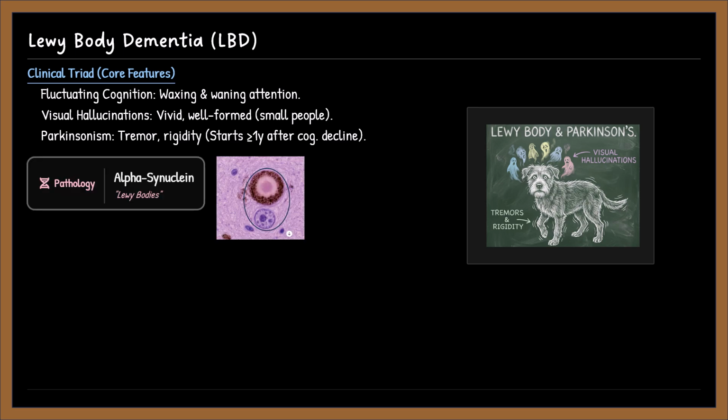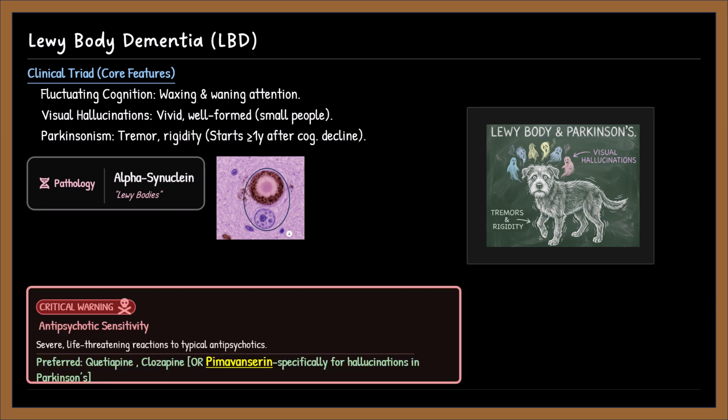You need to know what this looks like on a histology slide. Now, the vignette might describe alpha-synuclein Lewy bodies, or they might just give you a slide. So I have a picture here, but look it up on the internet so you see several pictures and can recognize whatever they show you on the exam.